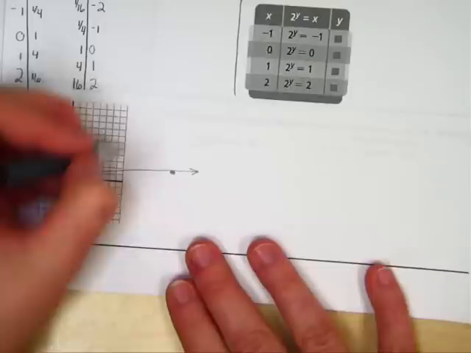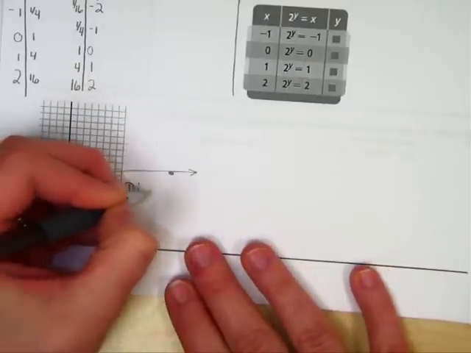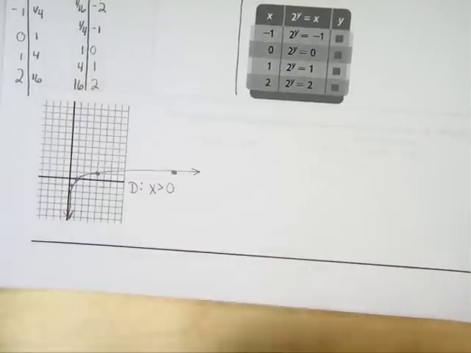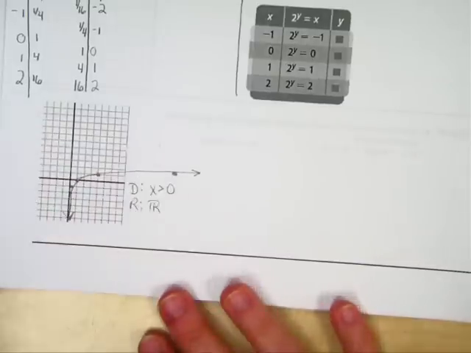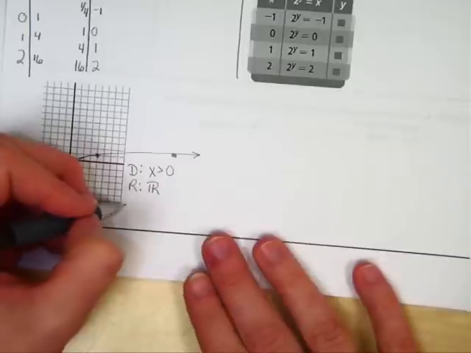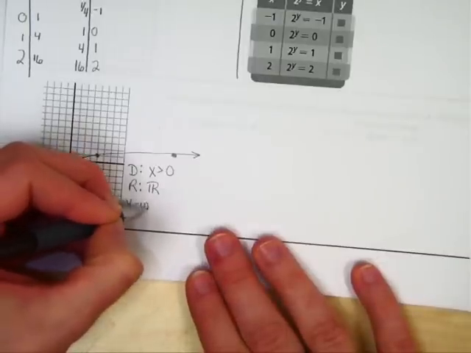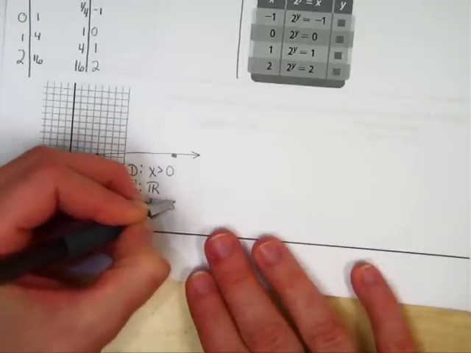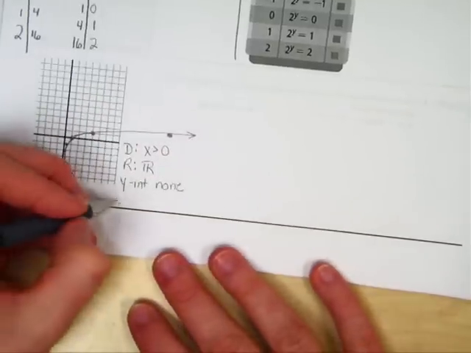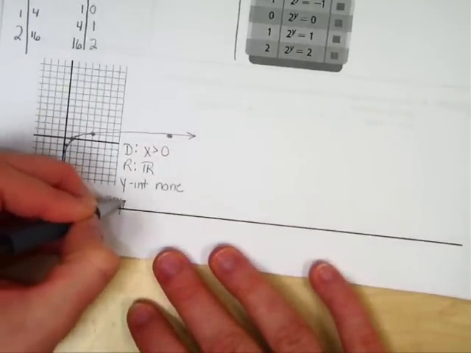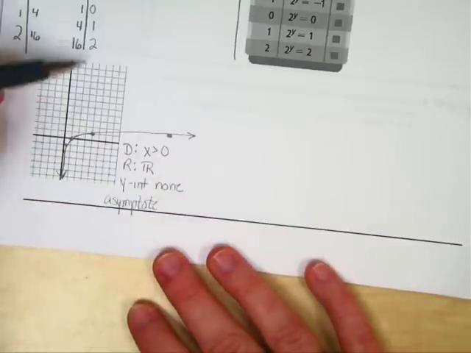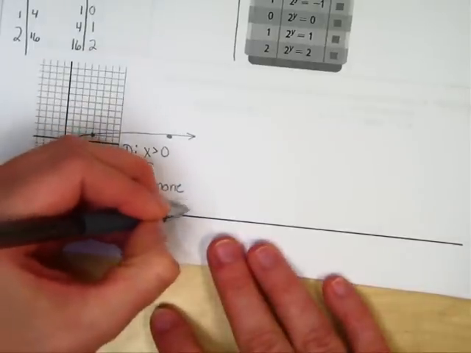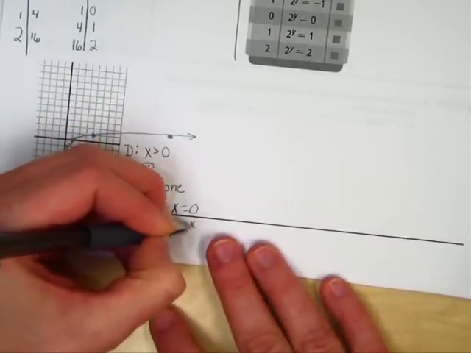Let's talk about your domain. Your domain, x has to be bigger than 0. Your range is all real numbers because it goes forever up and forever down. And the y-intercept, there's no y-intercept. And the asymptote is where it approaches but never crosses. And that's x equals 0, or the y-axis.